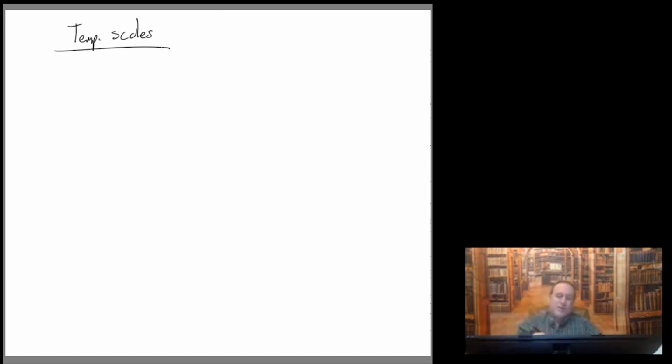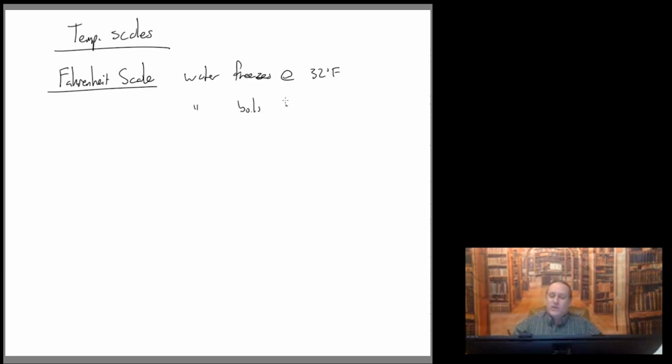So we use the Fahrenheit scale here for a lot of purposes. And the Fahrenheit scale is a temperature scale, as you guys probably know, that's built around the freezing point and boiling point of water. So water freezes at 32 degrees Fahrenheit, and water boils at, does anyone know the boiling point of water in the Fahrenheit scale? You guys don't remember that one?